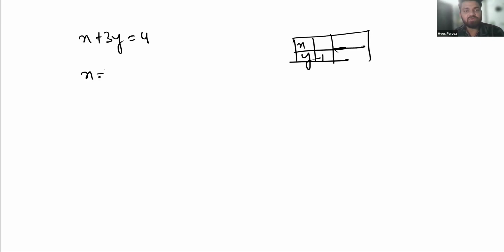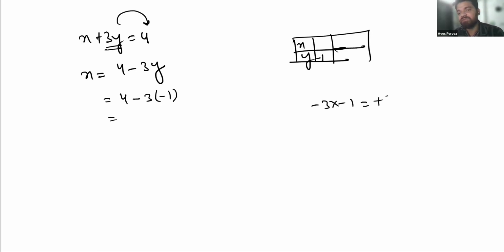So x is equal to, this 3 will go to this side, so it will be 4 minus 3y. Because this 3y is in positive sign, when it goes to the other side it will become minus. Now this is minus 3, and you need to put the value of y as minus 1, because I have told you to put that value. Minus 3 multiplied with minus 1, you will get plus 3. So 4 minus minus 1 gets plus 3, you will get x is equal to 7. Got it? Yeah.